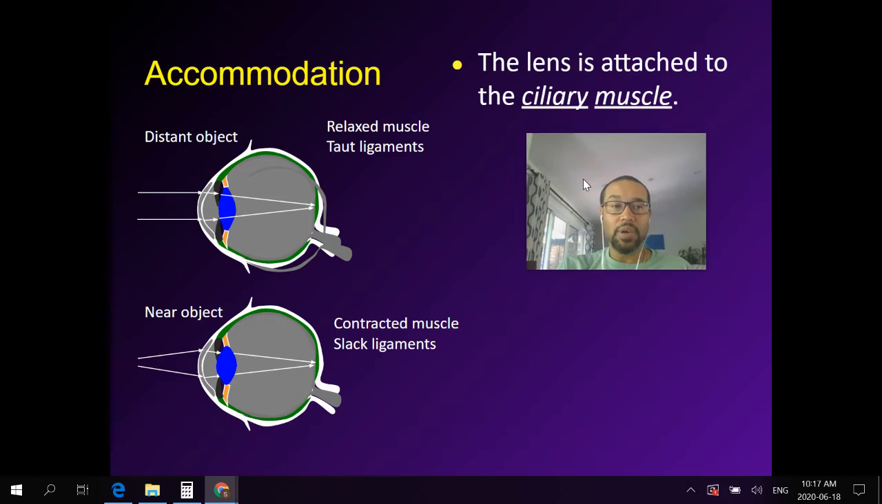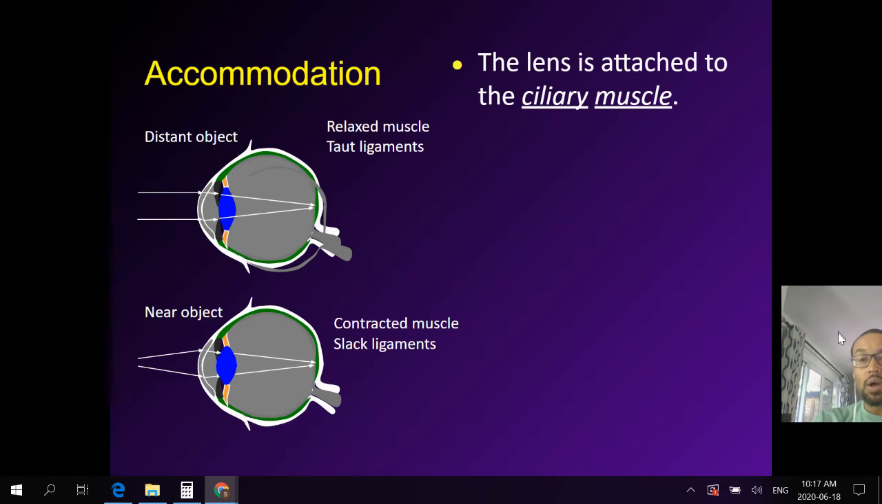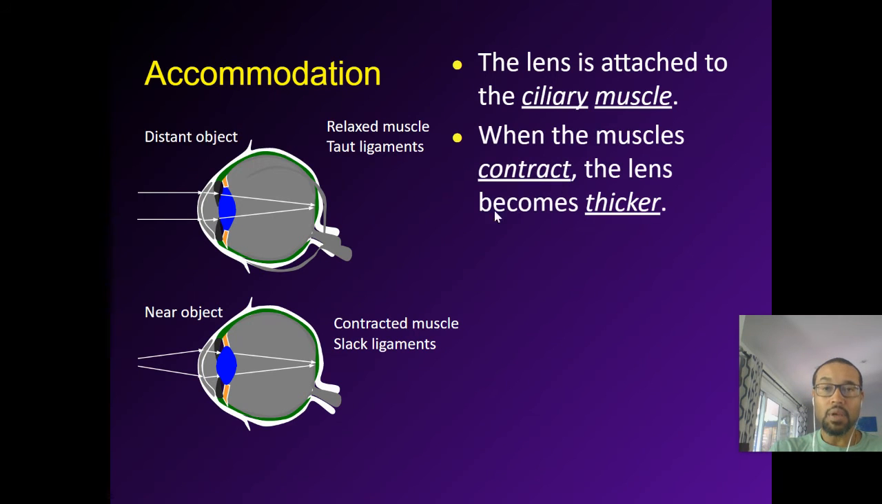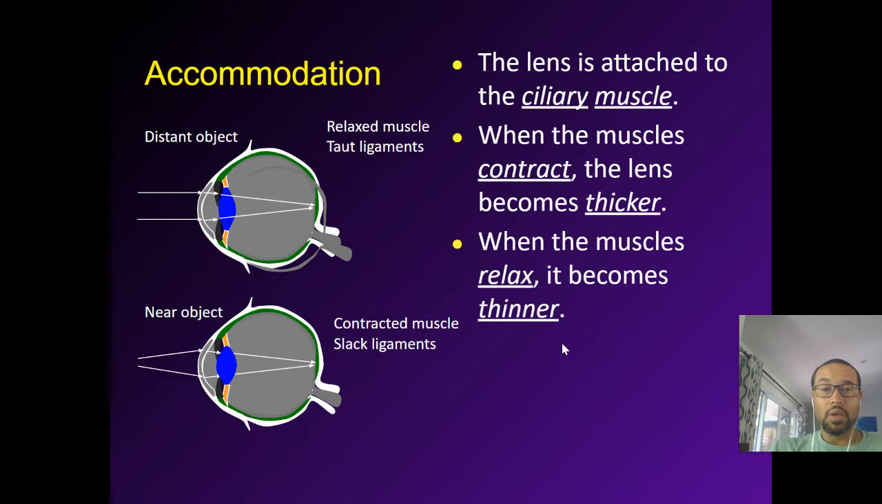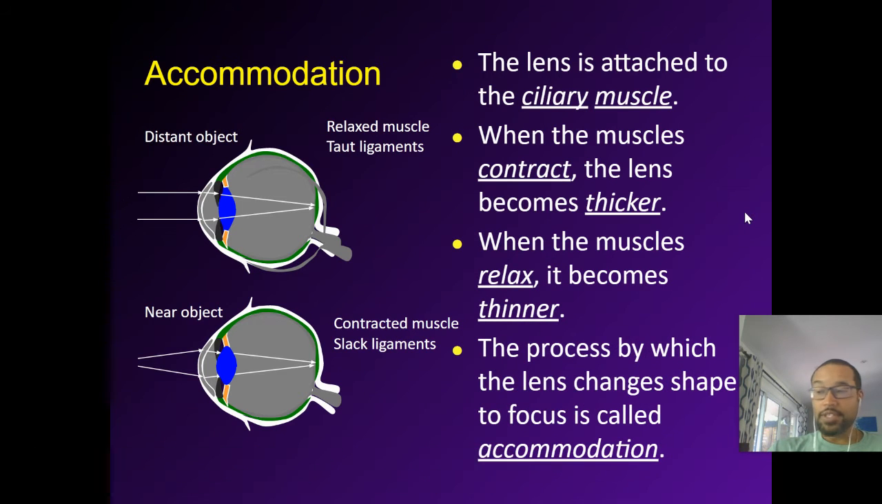Oops, let me get this out of the way. This entire thing is called accommodation. So the process of allowing that lens to either get thinner or thicker is called accommodation. You're accommodating for both far away and close up so that you can focus on both. And when those muscles contract, the lens will actually become thicker. And yep, called accommodation. That's what I said.